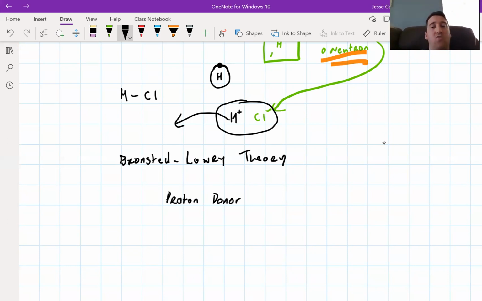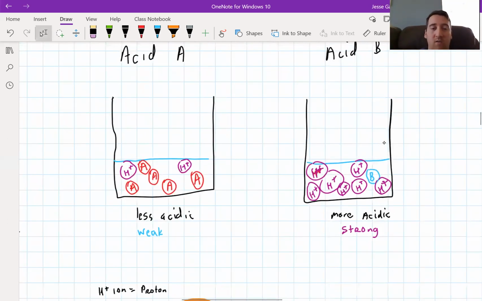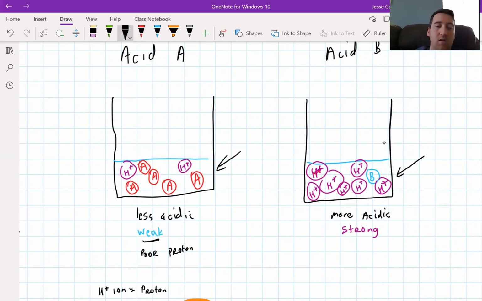Now, how do they account for strong and weak acids? We know Arrhenius said that a weak acid is one that does not fully dissociate. It only produces a few H plus ions. And a strong acid was one that fully dissociates and produces a lot of H plus ions. Well, if we swap the word hydrogen ion for proton, then we can say that a weak acid is a poor proton donor. It donates some protons, but only a few. Whereas a strong acid is one that donates a lot of protons. So this is a good proton donor.